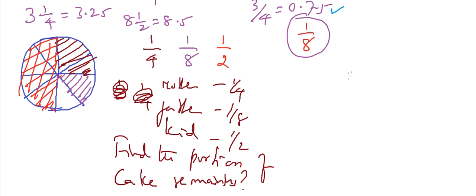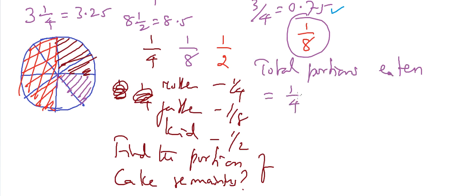Okay, so for that you know what to do. What's the total portions eaten? Add all of them. Say 1 by 4 given to mother, 1 by 8 to father, 1 by 2 to you. So let's add all of them. You know how to add, we already discussed. We need to take the LCM.